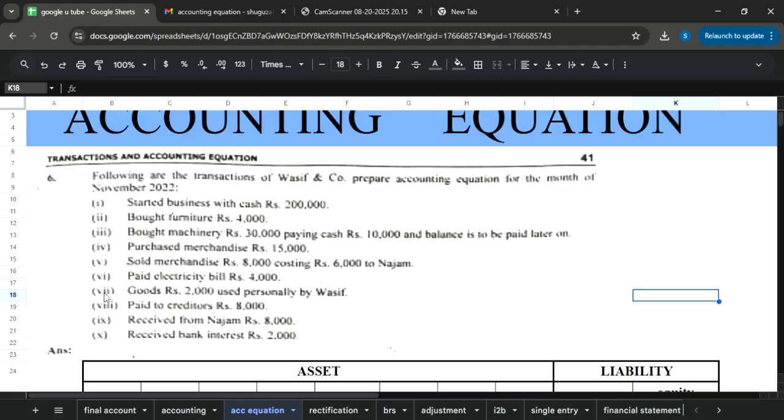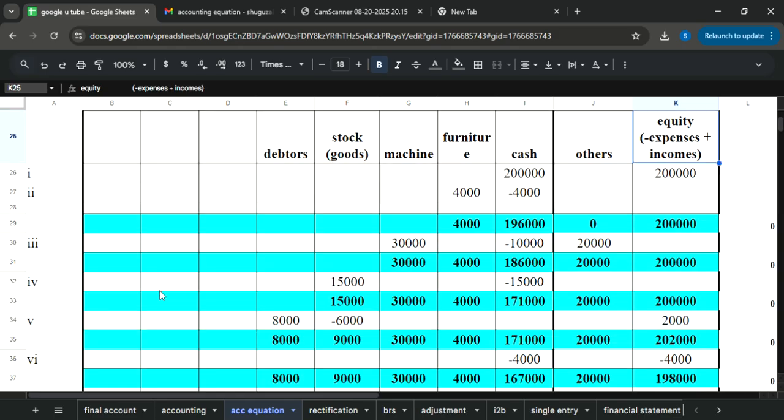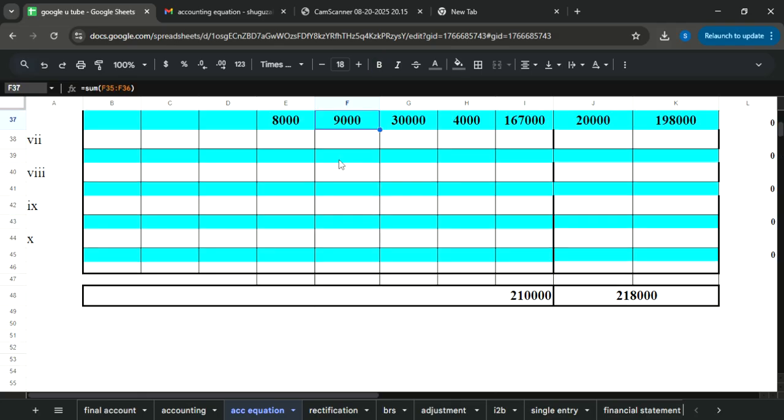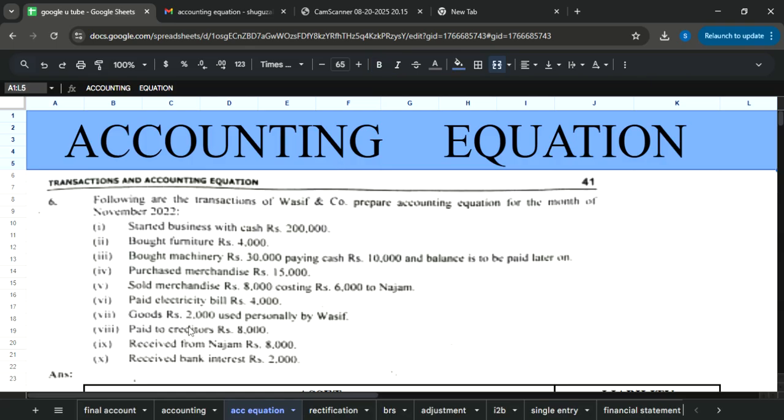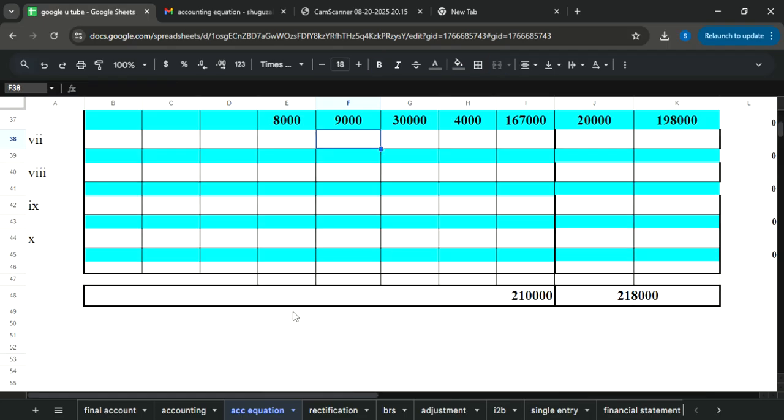Now entry number 7. Goods 2,000 used personally by Wasif. Wasif is the owner. Owner using commodities personally. These are drawings. Since he had used goods, goods will go out. When the proprietor will use goods, goods will go out. So in this column, you will put goods. Once again, I am telling you what we are going to do. Goods 2,000 used personally. Wasif had withdrawn goods. So there would be a decrease in goods, minus 2,000.